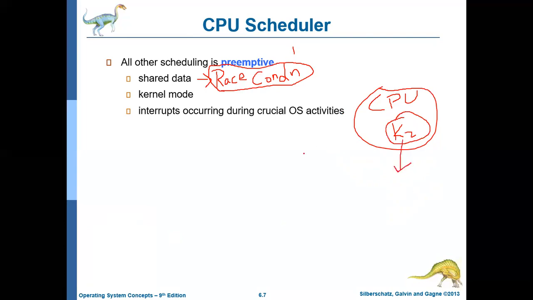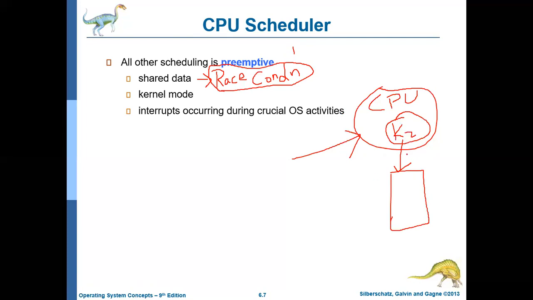Let us assume during that time there is an interrupt. Whenever there is an interrupt, what should the CPU do? The CPU should stop it and process the interrupt. But here this is a crucial task, and you cannot stop it. So this may also create a problem.